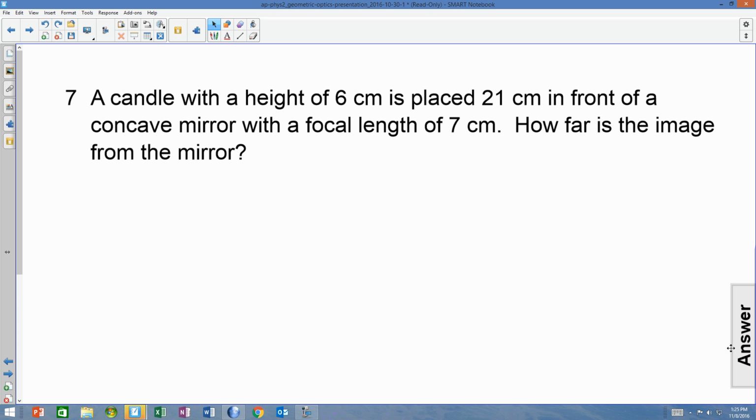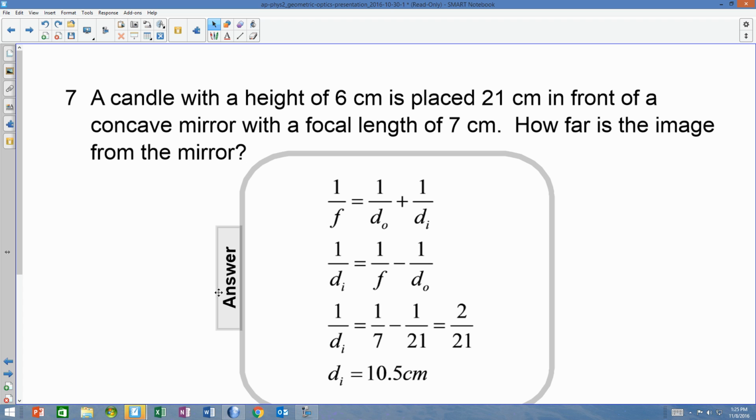Okay, so let's take a look at the answer. We're going to use the formula 1/f = 1/di + 1/do. We're going to manipulate algebraically to solve for 1/di, substitute in our numbers, and we end up with the image distance equal to 10.5, or 11 centimeters if you go by sig figs. Actually, it's kind of tricky because it's 1 over 7, but then we subtract, so maybe that's okay.